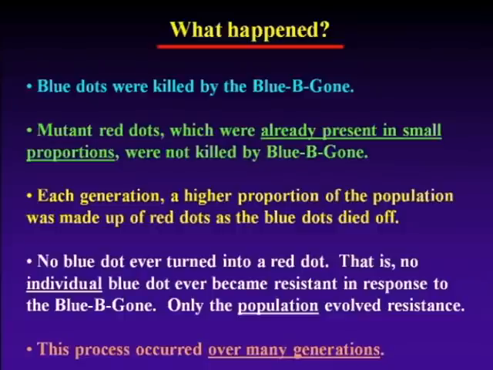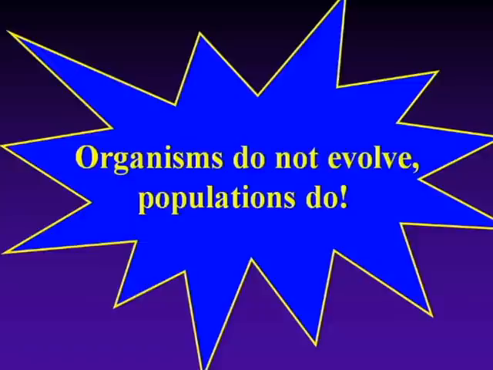Let us pause for a moment and think about what happened in this scenario. Blue dots were killed by the BlueBeGone. Mutant red dots, which were present in the population initially in only very small proportions, were not killed by BlueBeGone. In each generation, a higher proportion of the population was made up of red dots because the blue dots were being killed off. No blue dot ever turned into a red dot. Only the population evolved resistance, and this took many generations to occur.